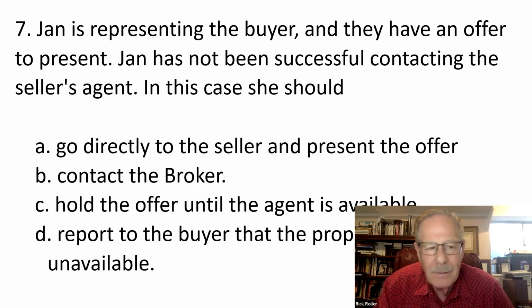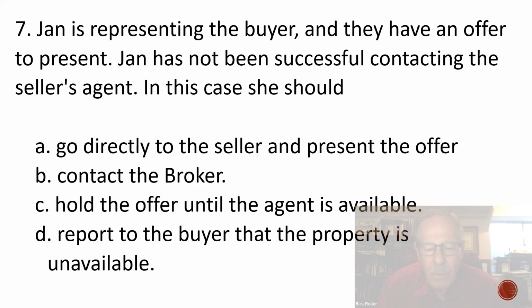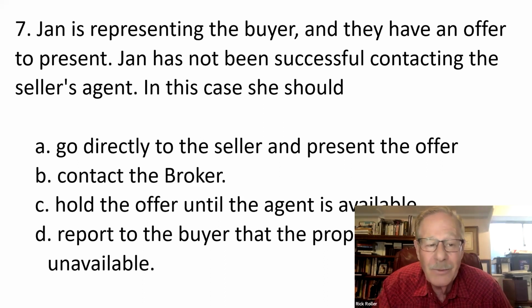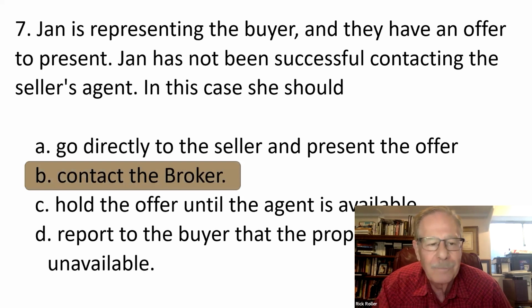Okay, and what do you think that is? Do you think it's B, contact the broker? Or C, you need to hold the offer until the agent is available? Or D, report to the buyer that the property is unavailable? Heavens, no. You try to get that thing sold, okay? So out of these, which one do you think it is? Well, I hope you're leaning towards B, contact the broker, because that is the correct answer.